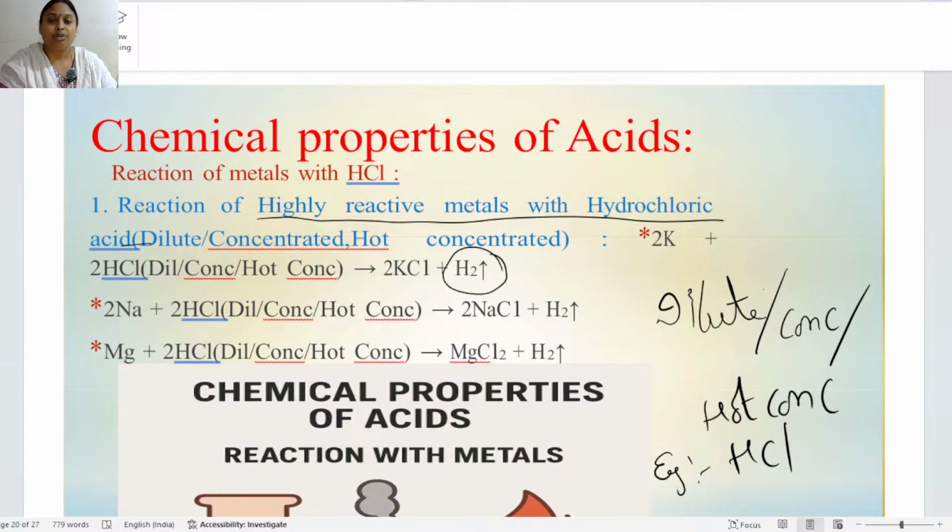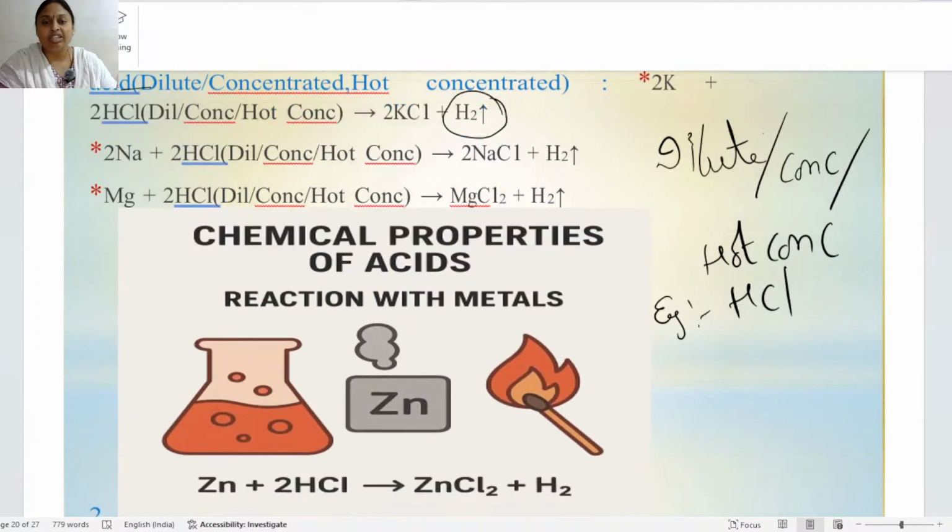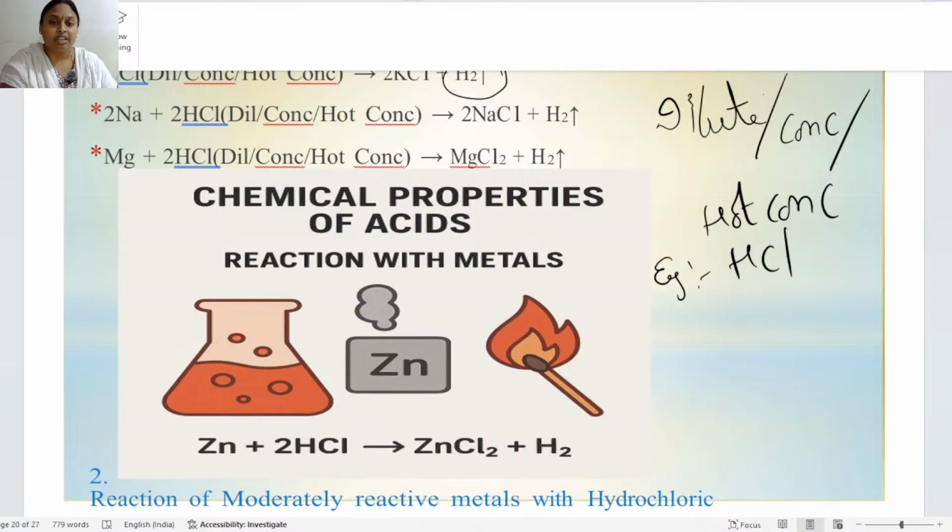Here in the first chapter we also have one activity, that is zinc granules dissolved in HCl. These are the granules, and we are dissolving them in the HCl. Then hydrogen gas is released. How can we detect it? Bubbles. By seeing the bubbles, we can see that hydrogen gas is liberated.